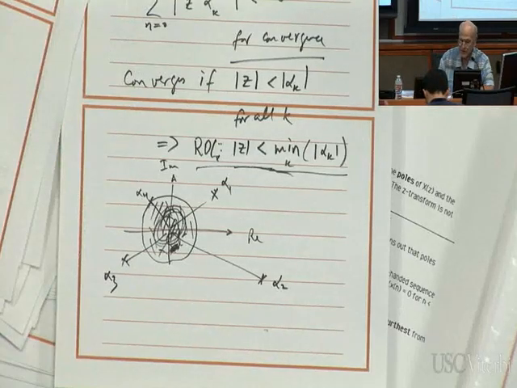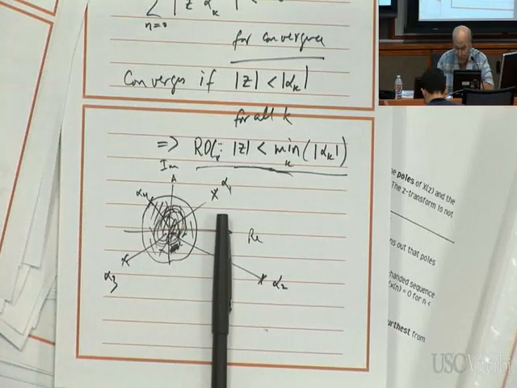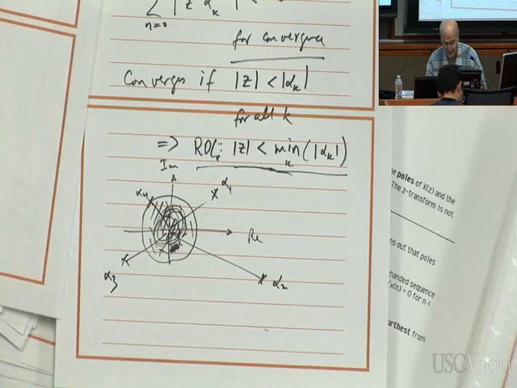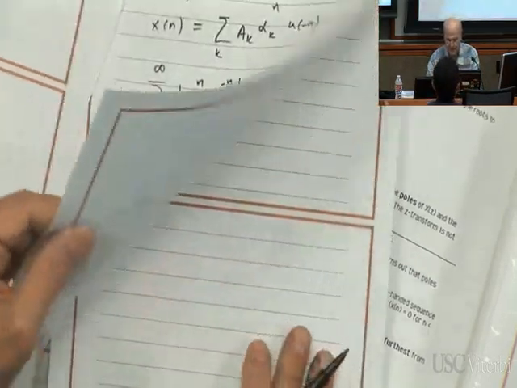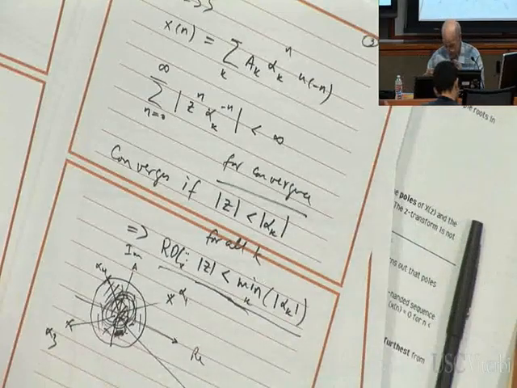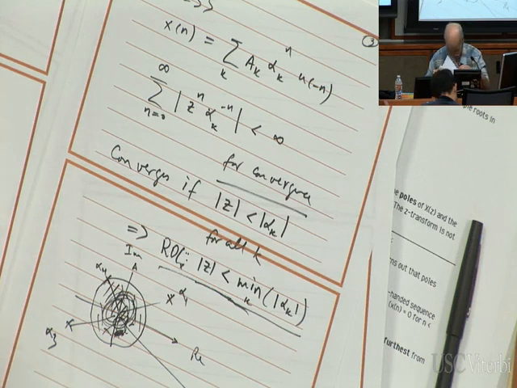I can still tell you, by just looking at these regions of convergence, and I haven't forgotten that, I promise, whether the sequence is stable or not stable. We'll come back to that in just a moment. So that is the story of sums of left-sided and right-sided sequences. Now, wait a minute. What is this?